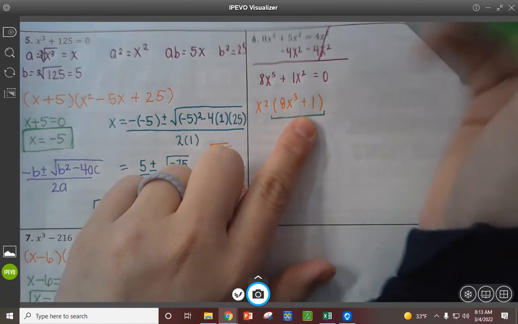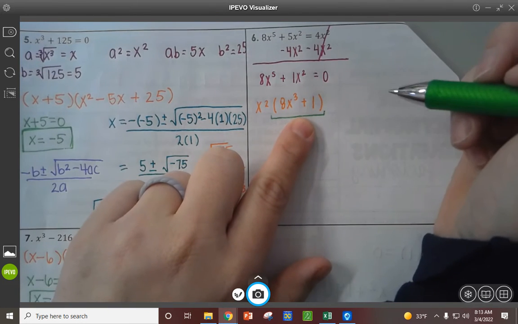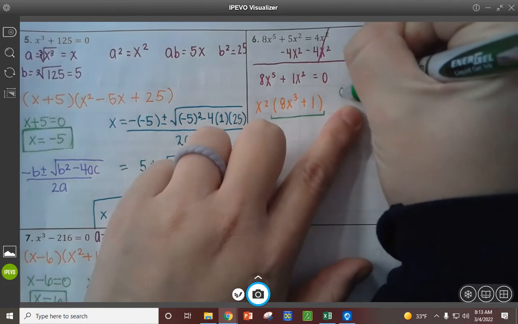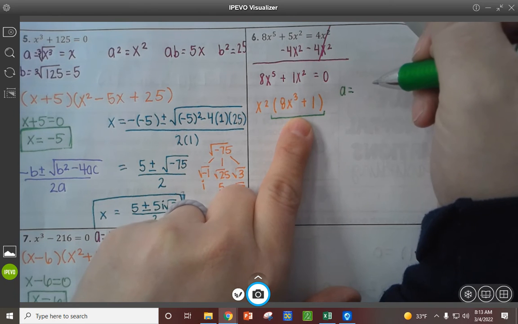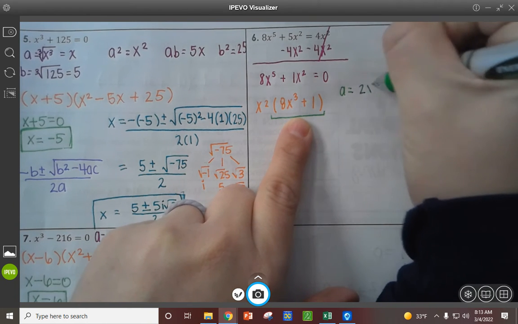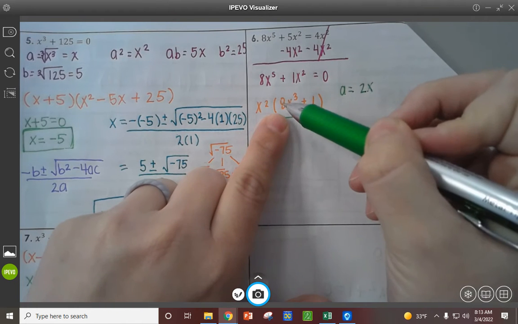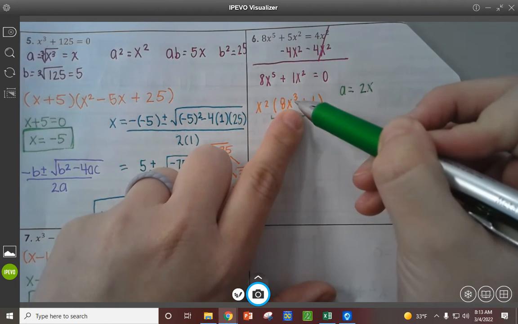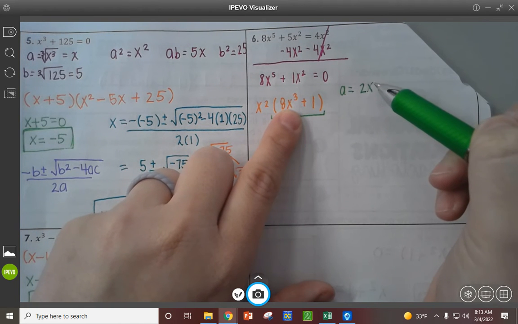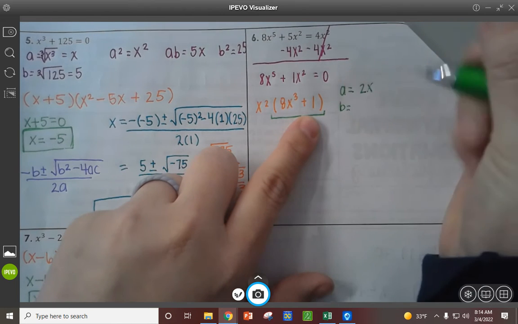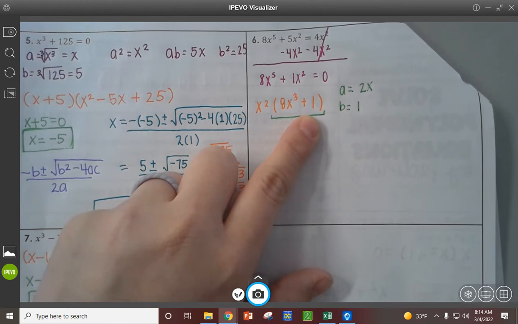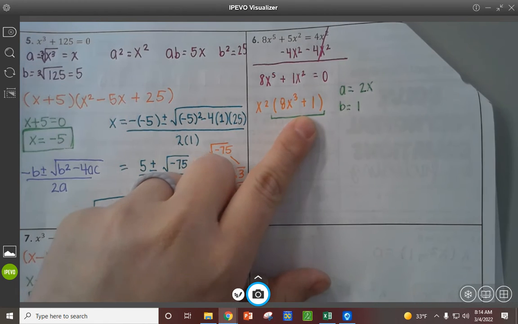So on this one, we're going to factor using sum of cubes. What is your A? It's 2x. The cube root of 8 is 2, and the cube root of x cubed is x. What is your B? 1. The cube root of 1 is 1.